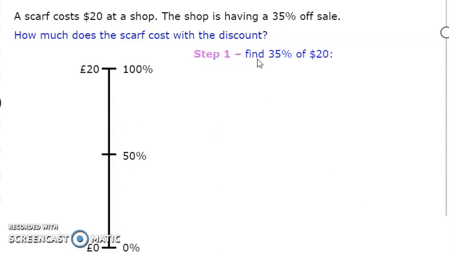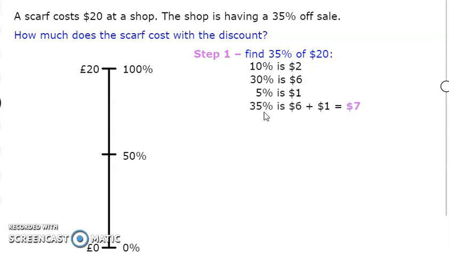Step 1 is find 35% of $20. 10% is $2. 30% is $6, because 10 times 3 is 30 and 2 times 3 is 6. And then 5% is $1 because 10% is $2. So 35% is 6 plus 1, $7.